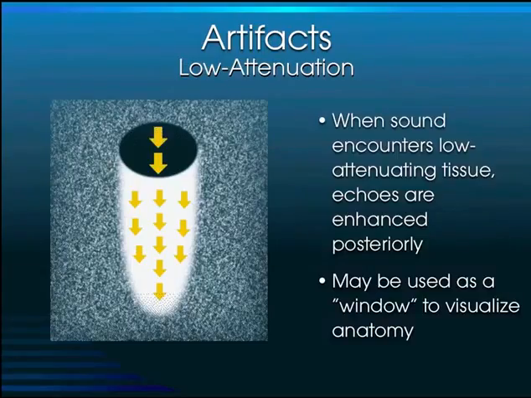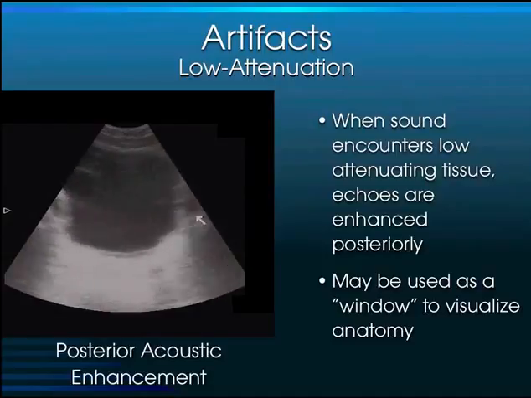Sometimes sound can travel through an organ very easily, such as fluid or water or the urinary bladder. See, when sound encounters this low attenuating tissue, well, then the echoes behind it get enhanced posteriorly. And that's the reason why we use the bladder as an acoustic window to visualize structures behind it.